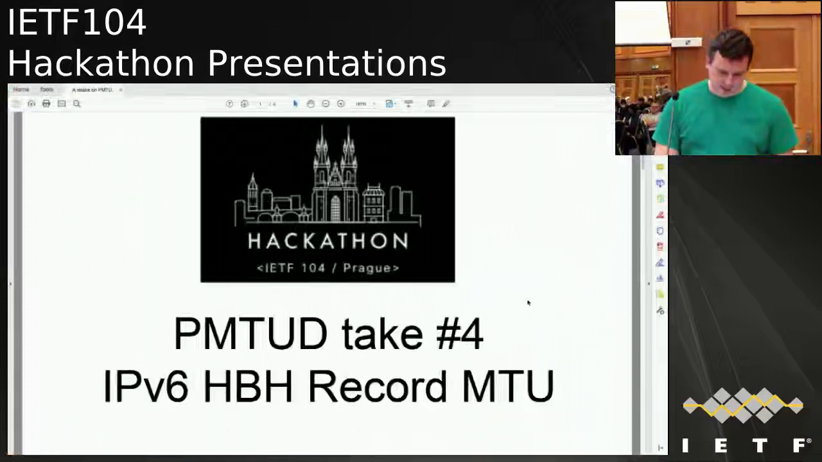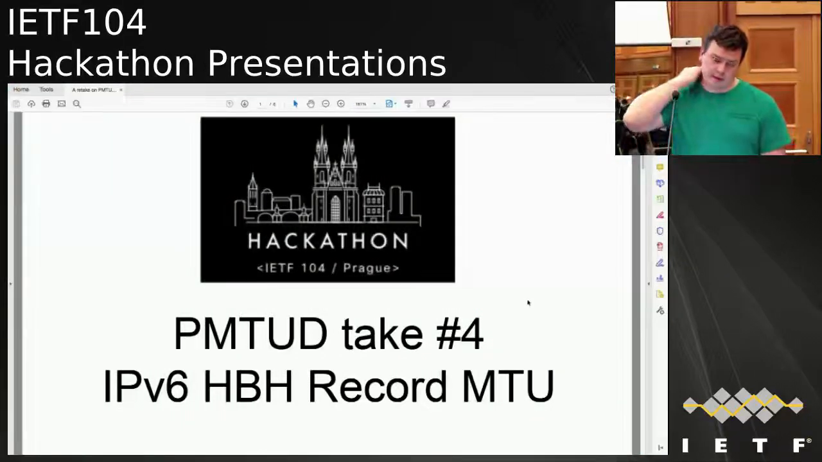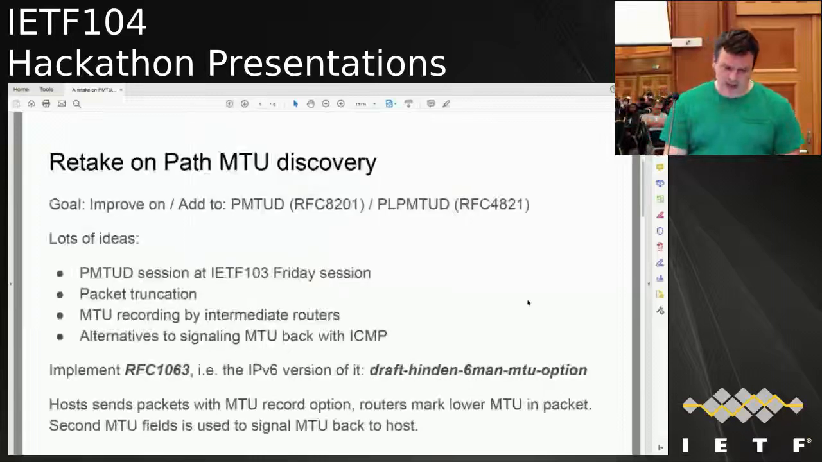Hi, I'm here from the six-man group. We were working on Path MTU discovery. We were looking at a bit of a retake on how Path MTU discovery can work in the internet with IPv6. And we actually decided to do a re-implementation of a 30-year-old RFC, but this time on top of IPv6.